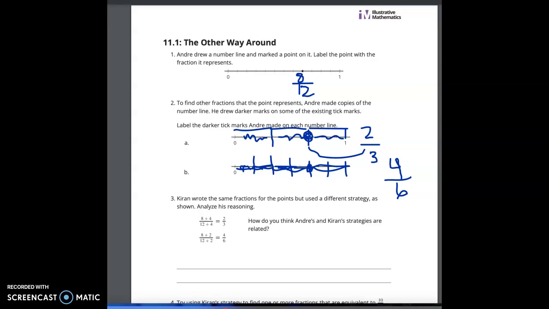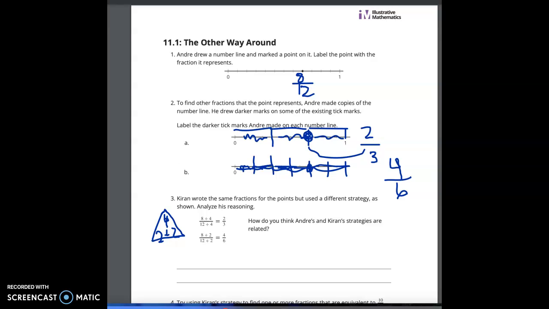Now, Kieran wrote the same fractions for the points, but used a different strategy. So we talked a lot in class, and don't worry if you don't get it right now, but we talked in class a lot about fact families. And if you know multiplication is the opposite of division, then this will be an easier way of doing it. So for example, if we had a fact family and we were doing addition, let's say we did 4. We know 2 plus 2 equals 4. And 4 take away 2 equals 2. So we can do opposite.